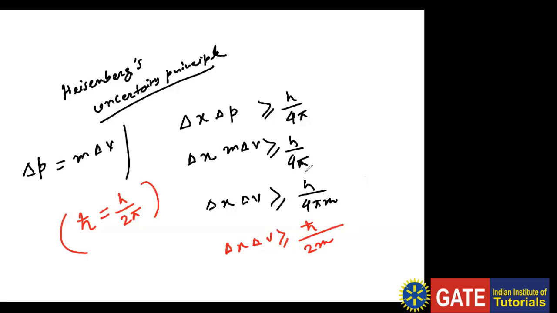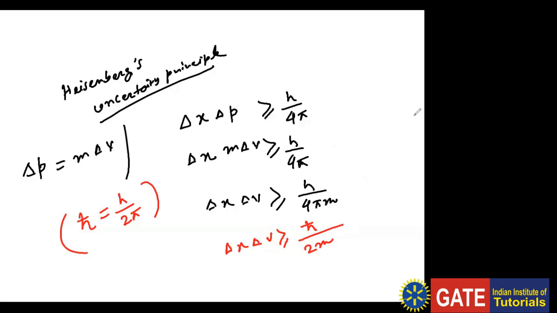What I'm saying? What you are saying? H cross. H cross is h by 2 pi. Mathematically, you write it as h by 2 pi. For the calculation purpose, we write, in quantum mechanics, h cross is equal to h by 2 pi.